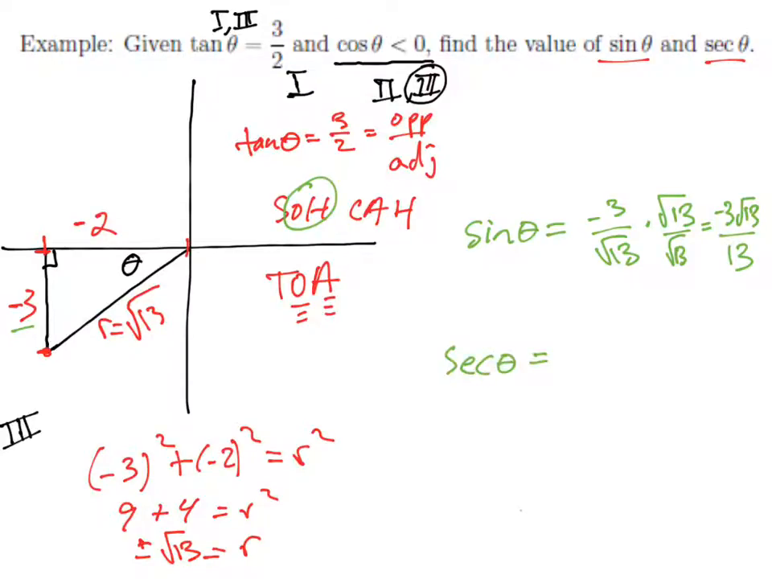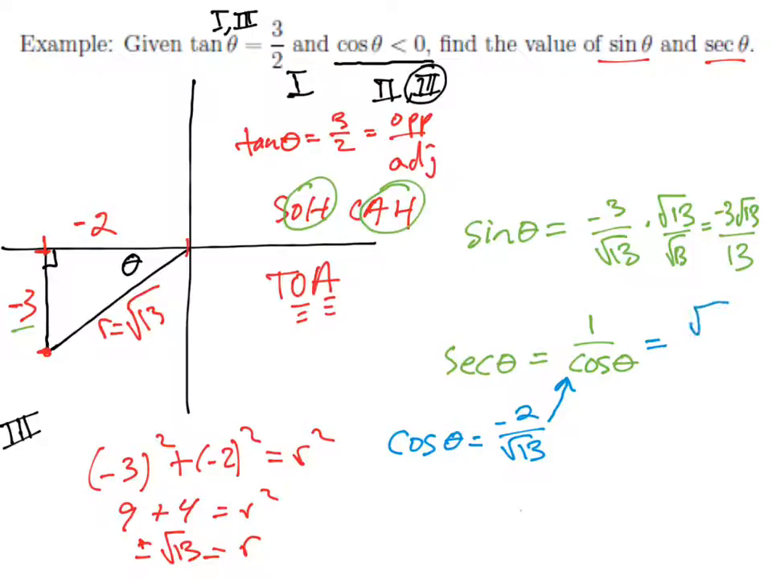Similarly for secant, well, secant is the reciprocal of cosine, so 1 over cosine theta. Well, cosine is adjacent over hypotenuse, so let's figure out the cosine value and then we can just take the reciprocal. So cosine is adjacent over hypotenuse. Well, if we want to take the reciprocal of that, we're going to say that secant theta is equal to square root 13 over -2, and we have it.